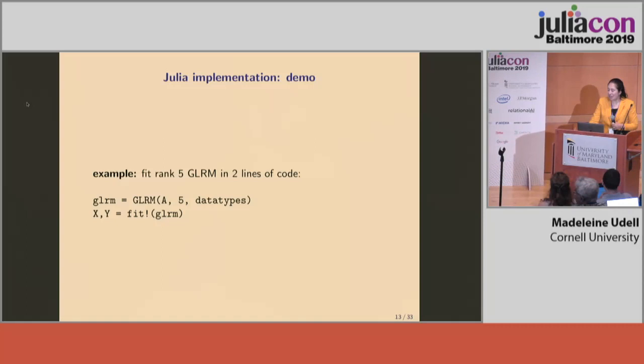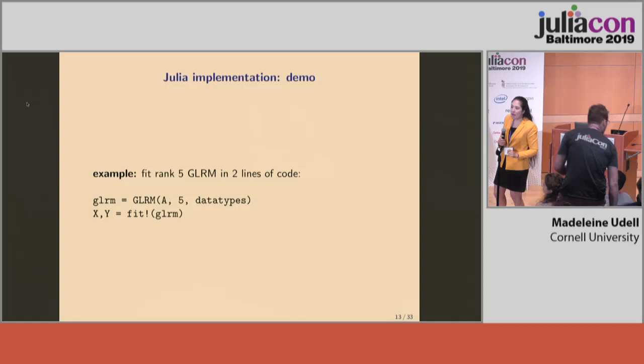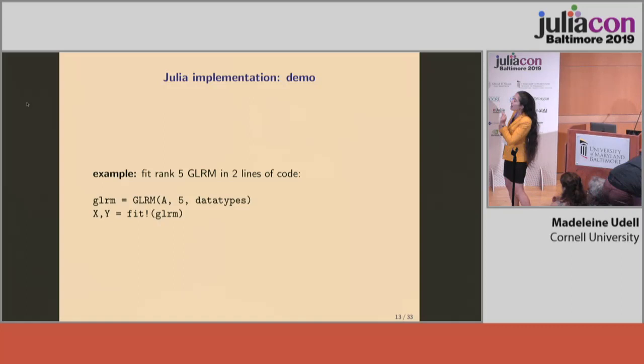Okay. Great. But I think the coolest thing is if you don't want to think about the loss functions, you don't want to think about anything, you tell it, here's my data frame. It can be a data table, it can be a data frame, it could be a sparse array, A. Here's the rank of the model that I want, say 5. And here's an array of the data types of each of these columns, because you can't tell.